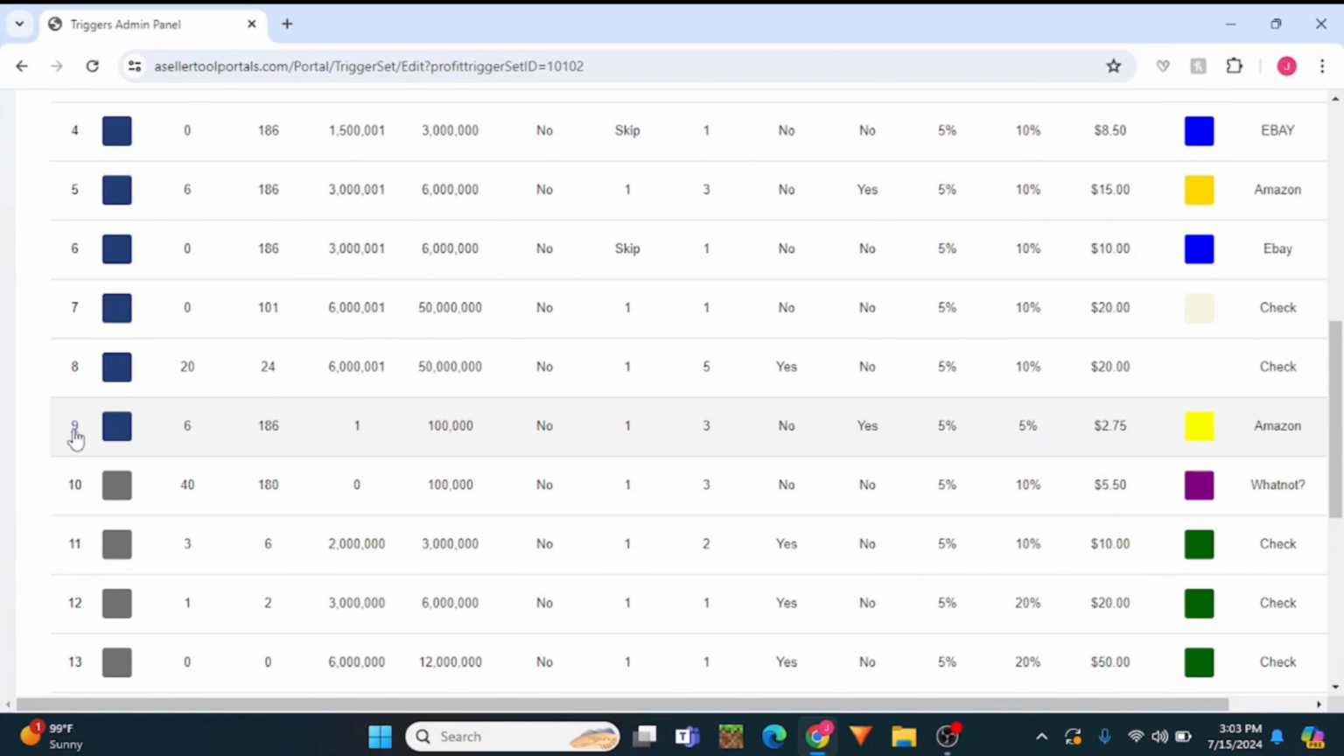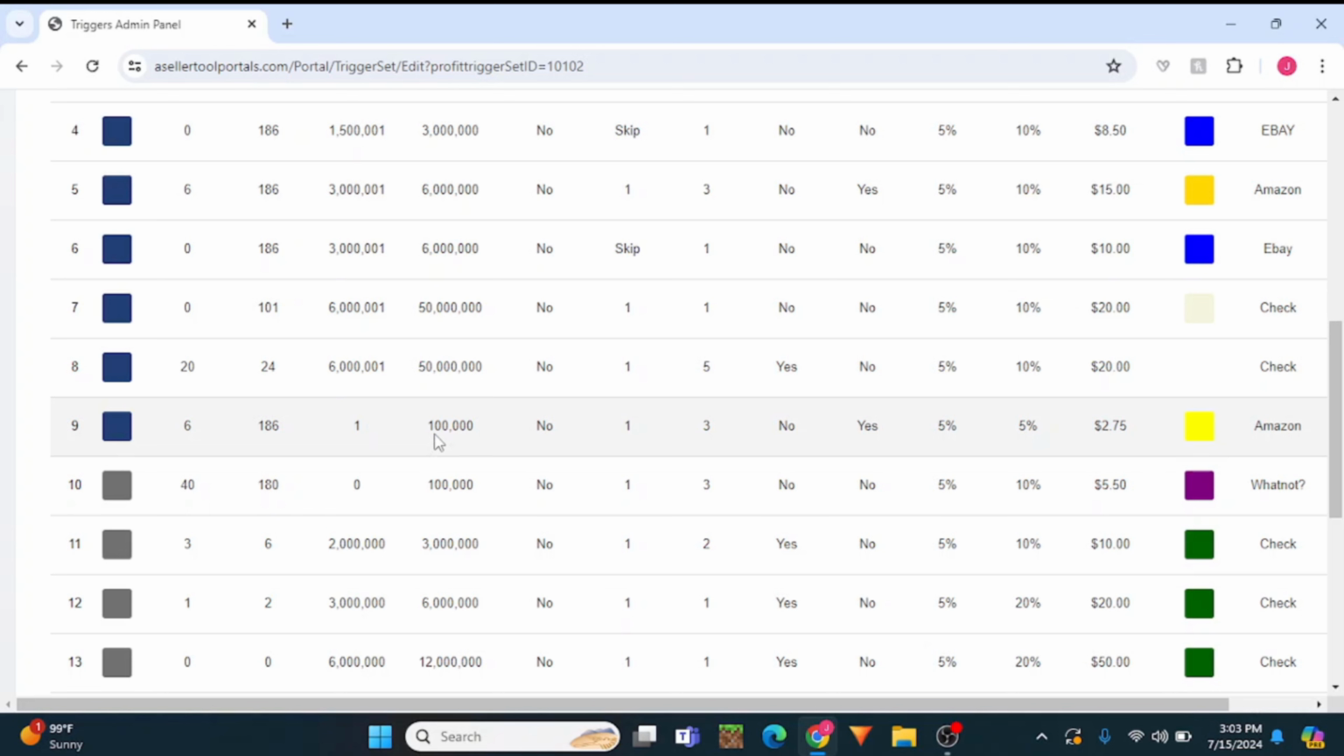So we're going to go down here to number 9 first, which is kind of my fastest moving books. They have a sell score of between 6 and 186. This means they sell between 6 and 186 times in the last 6 months. Also, books that fall under this trigger will have a sales rank between 1 and 100,000. These are your quick selling books.